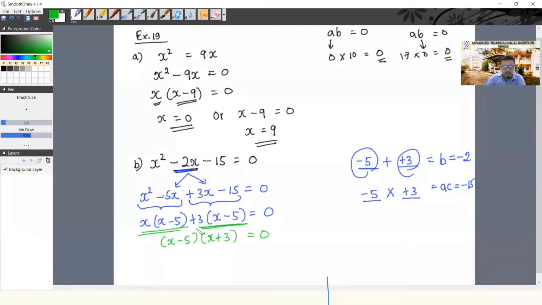x minus 5 times x plus 3, that is the same as before. Nothing new, right? We just take the common factor outside. x minus 5 into x plus 3 equals 0. Now we can find the answers. x should be equal to 5, or x should be equal to minus 3.